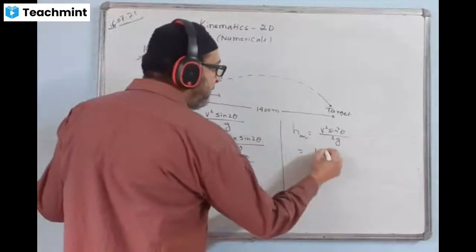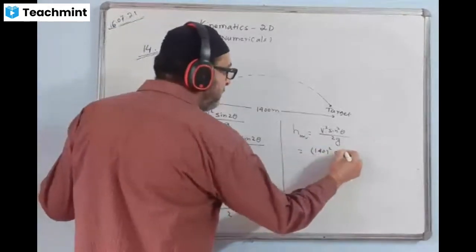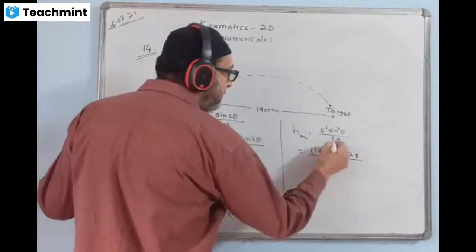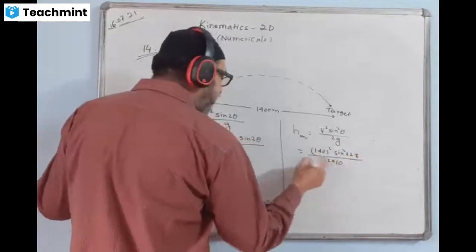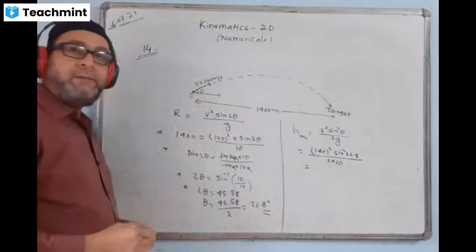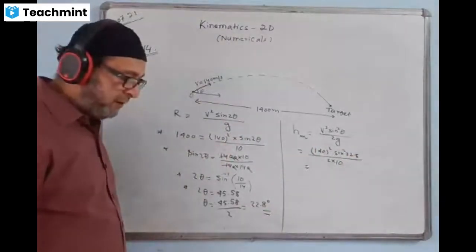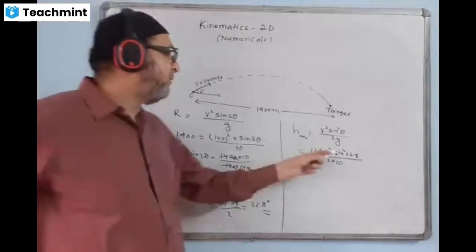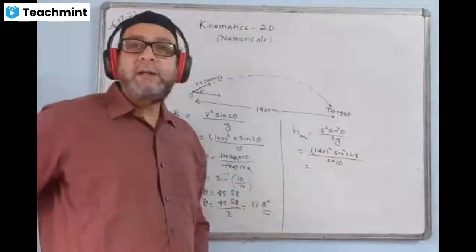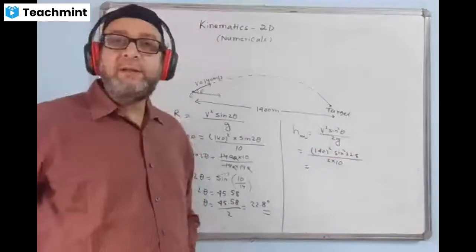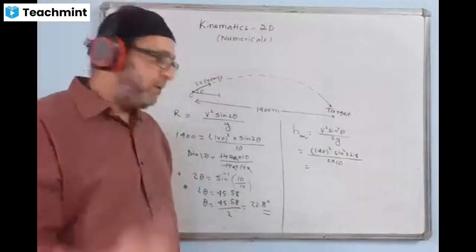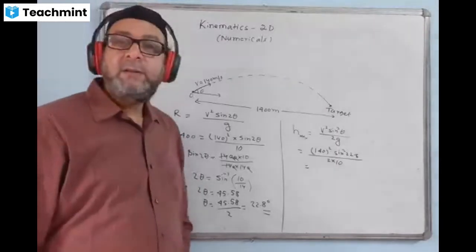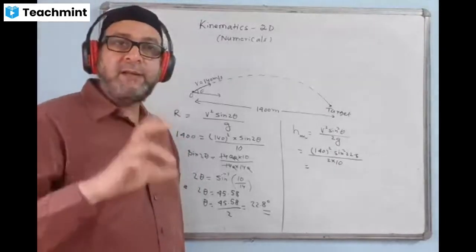V value is 140, right? 140 square sin square of theta, where theta value is 22.8 degrees, divided by 2G. G value you have taken 10, so I'll take 10 here only. Same value I'm taking. Find the answer. You can first find sin 22.8 value and square it. Whatever value you get, square it. Sin 22.8, check the answer. How much do you get? And then whatever answer comes, square it.